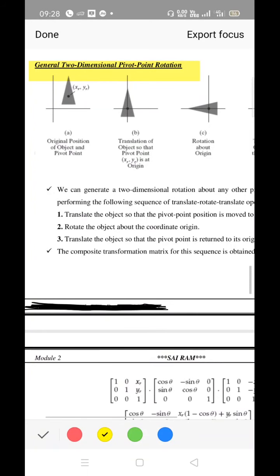Hello students, let's continue our discussion in computer graphics. So, general two-dimensional pivot point rotation. Please remember, rotation and scaling can be performed on the origin. Rotation as well as scaling, the model should be brought onto the origin.